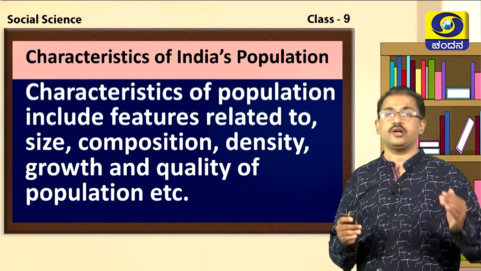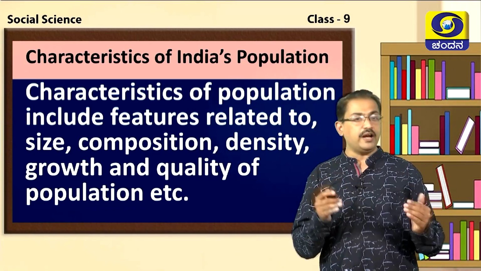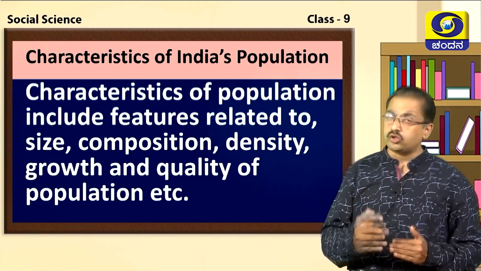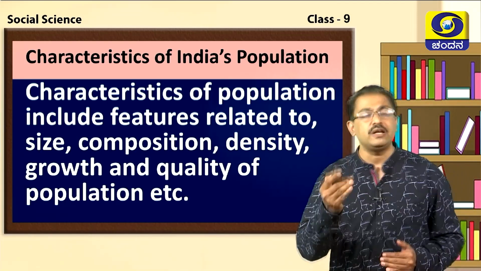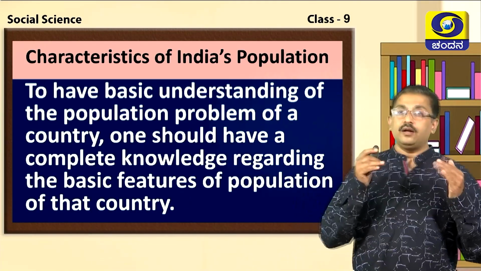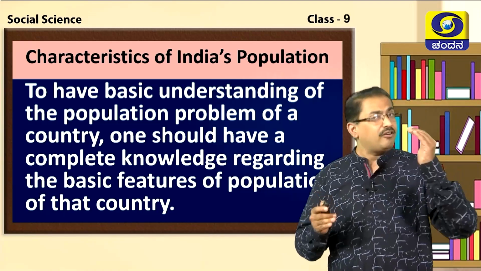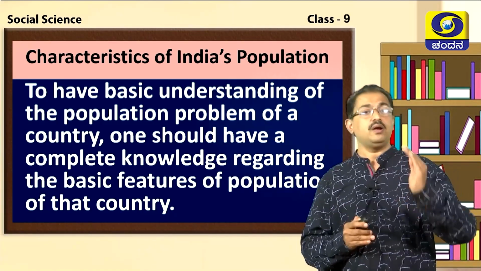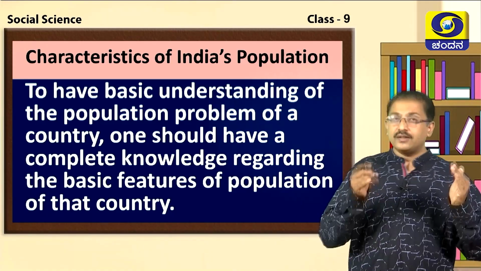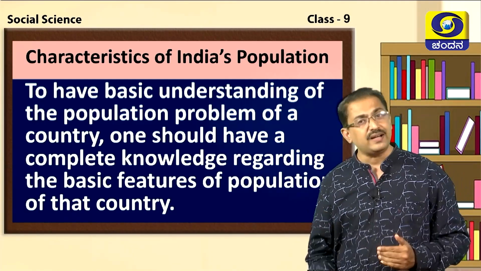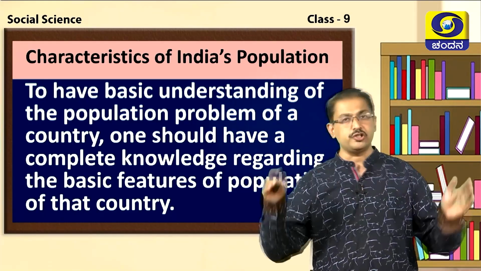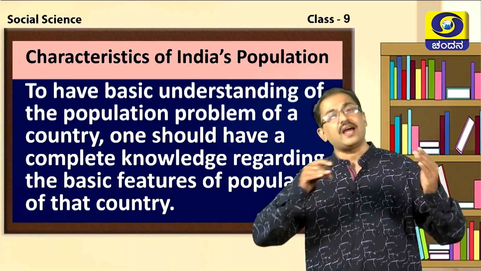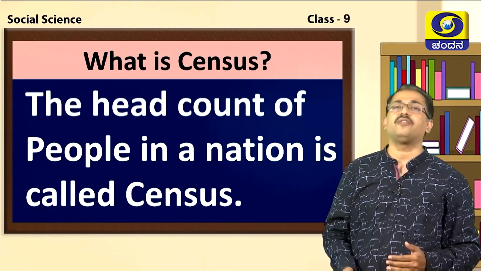Characteristics of population include features related to size, composition, density, growth and quality of population, etc. To have basic understanding of the population problem of a country, one should have complete knowledge regarding the basic features of population of that country, how the population is distributed, what is the geographical, what is the social, what is the climatic condition, all these to be referred.